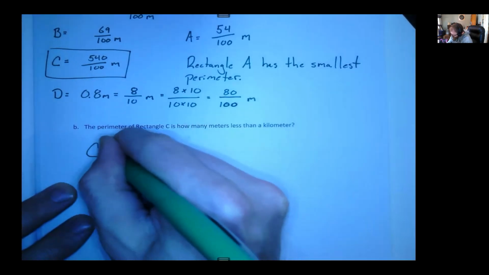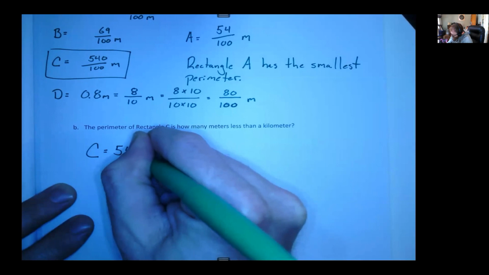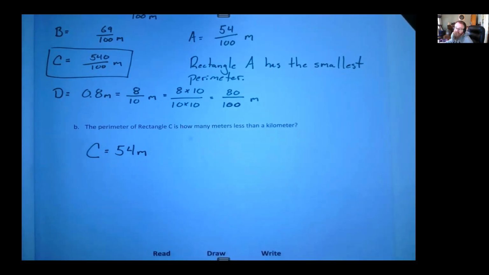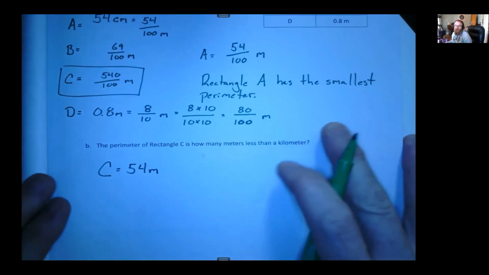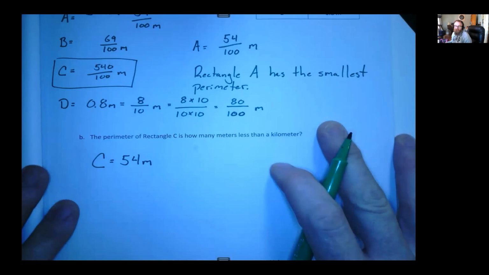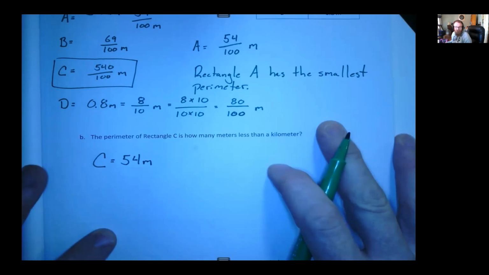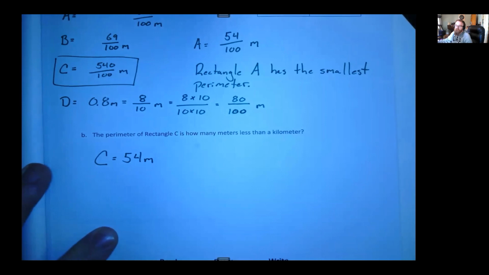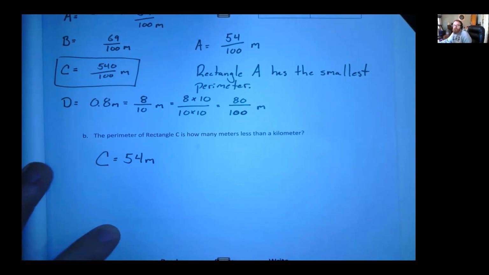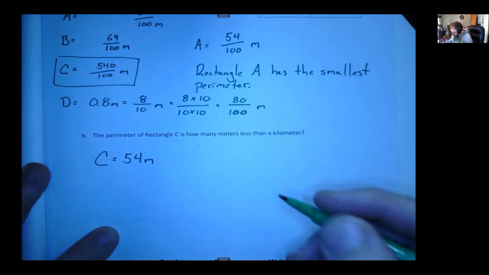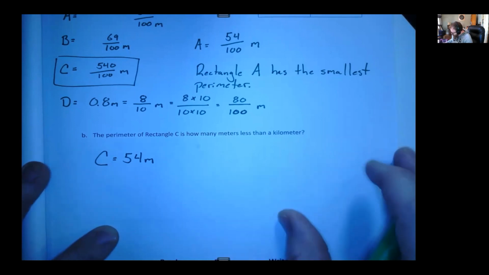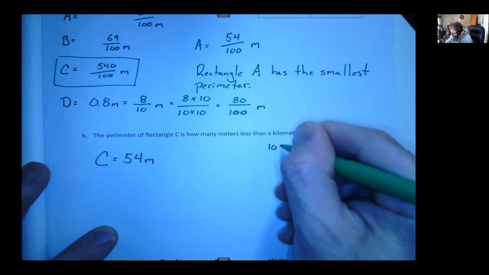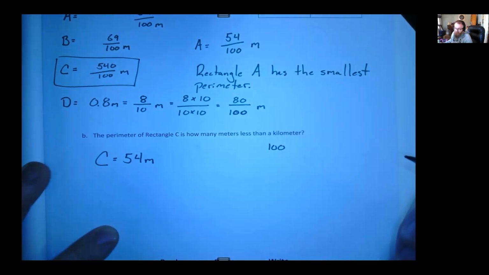C equals 54 meters. The nice thing about the metric system is it's easy to compare across different units, and it's easy to remember what different units are worth because everything operates in factors of 10. So if you know that there are 100 centimeters in a meter, that same information, that same scale will tell you that there are 100 meters in a kilometer.